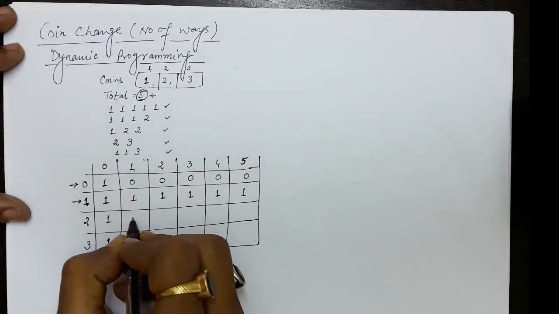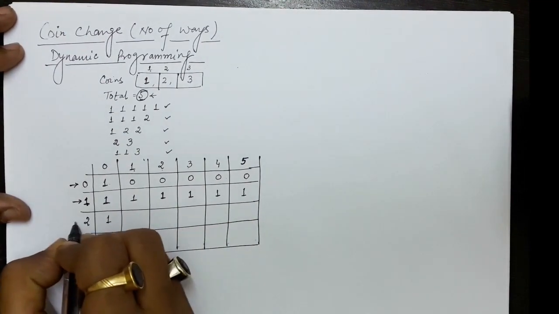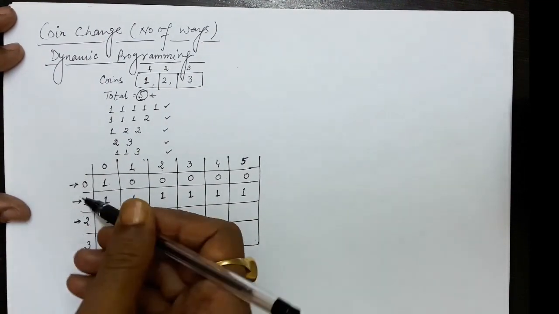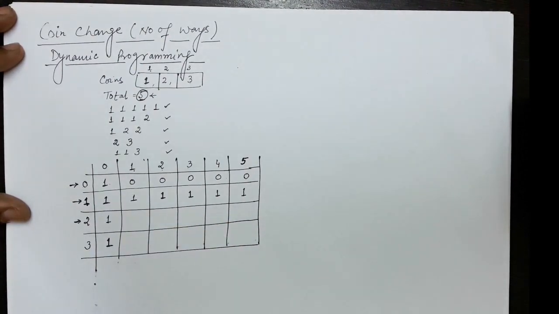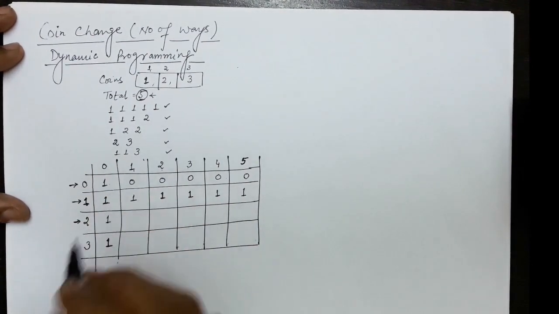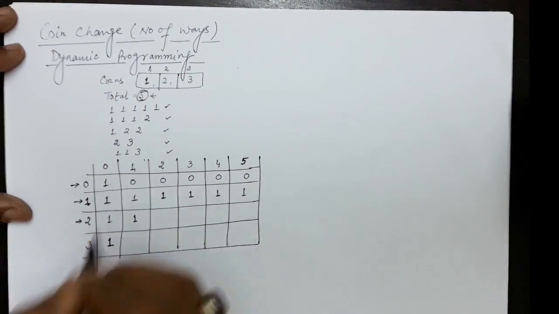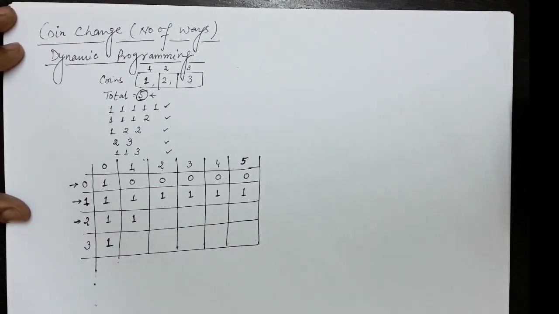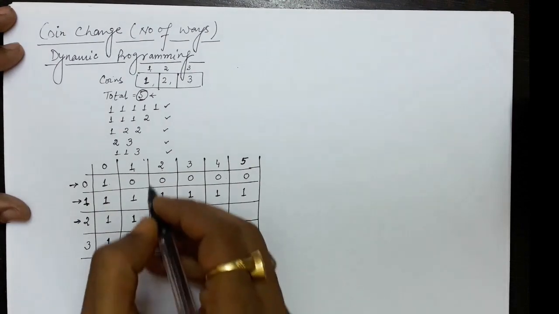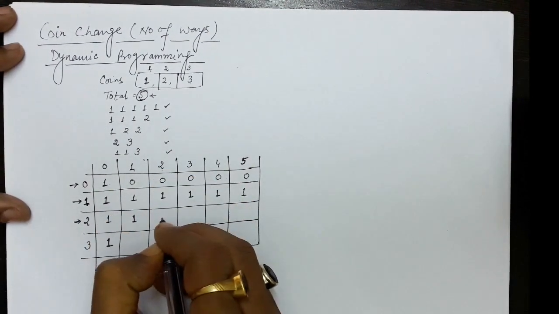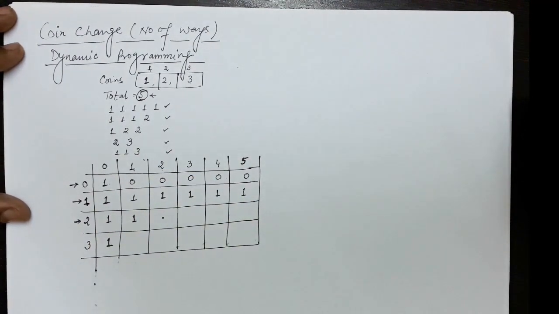What about this entry? This entry is telling you that I have the coins of denomination 1 and 2 both, and I have to generate this one. So obviously, if I have a coin of 1 and 2 both and I have to generate this one, I will be selecting 1 only. I will not be selecting 2. Okay. Now, for generating this 2, it is an interesting one to find out.